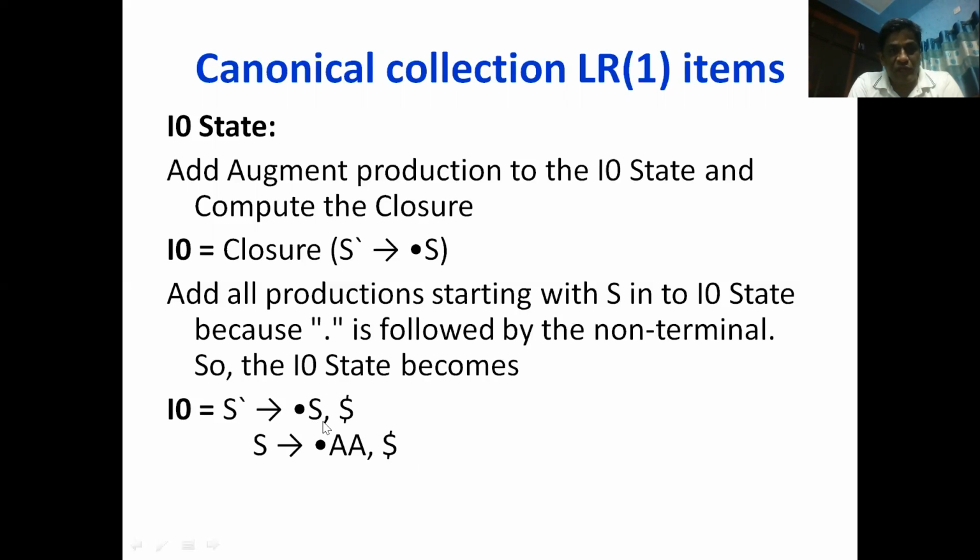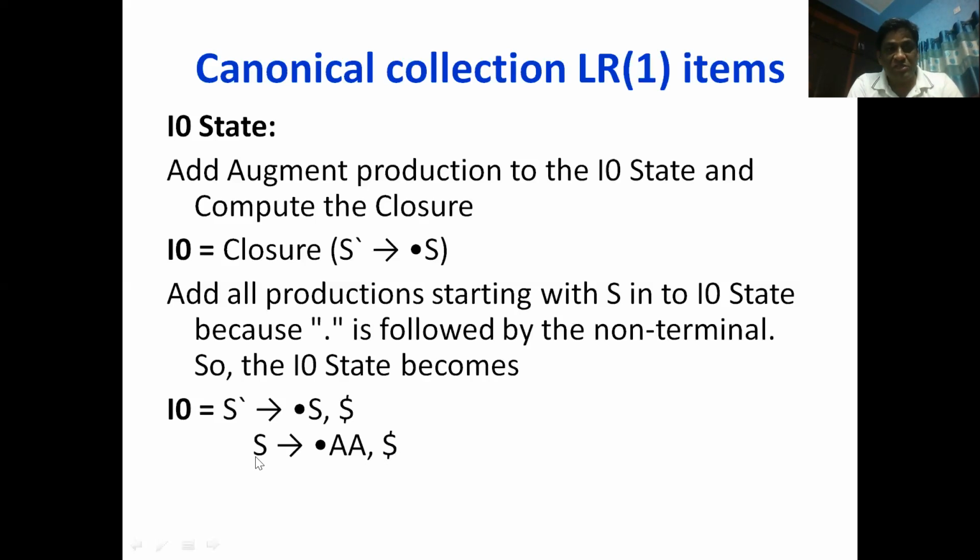It is like this: we add the production of this S, that is S implies dot AA, comma, and the look ahead symbol is calculated like this. The variable or terminal after the dot S, what is the symbol over here? It is epsilon. We have nothing here, therefore it is epsilon. So first of epsilon dollar is going to be dollar. So that is how it is: S implies dot AA, comma dollar.